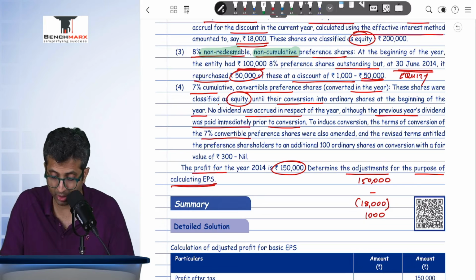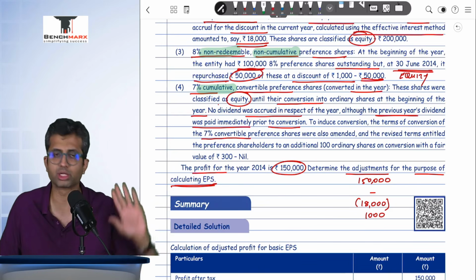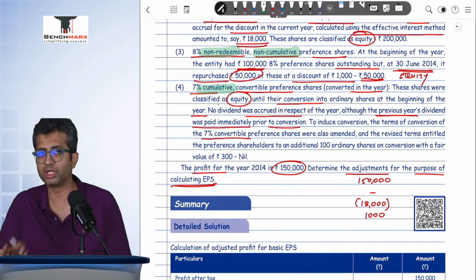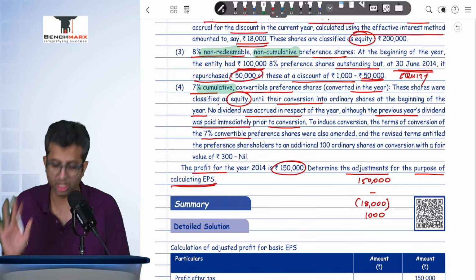But if they are cumulative preference shares, the dividend must have accrued in the last year, and you would have deducted it in the last year. You would not have waited till payment release in the cumulative shares, and hence for the dividend I don't need to adjust it in the current year separately. It must have already been deducted in the last year.